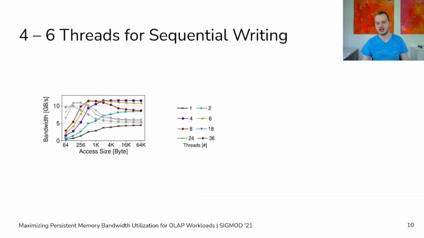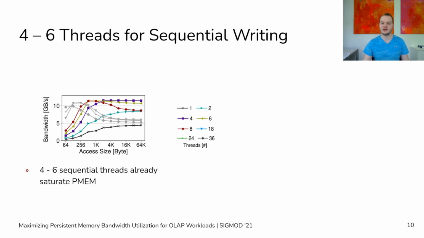After an initial increase in bandwidth for all thread counts with an increasing access size, where we see a lot of write amplification, the bandwidth then remains approximately the same or only decreases slightly. In particular, we can see that already 4 to 6 threads are completely sufficient to fully utilize the PMEM when writing.